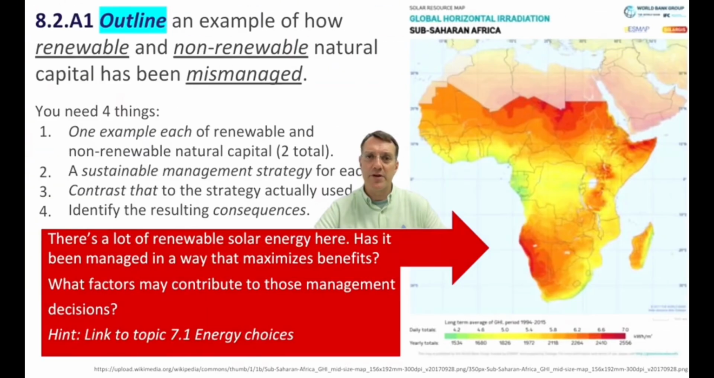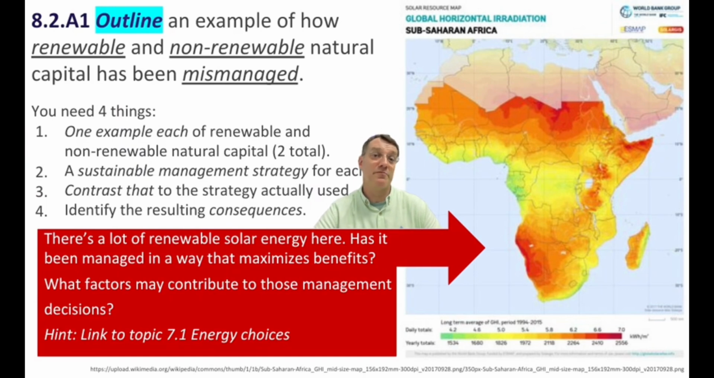collapse occurs. For your exams, you need to outline examples of mismanaged resources. Choose one renewable resource, like solar energy in Africa, and one non-renewable resource, like fossil fuels. For each of those, you should identify sustainable management strategies, contrast them with the actual practices, and then describe the consequences. Consider why resources with abundant potential, like solar energy in Africa, might not be optimally utilized.